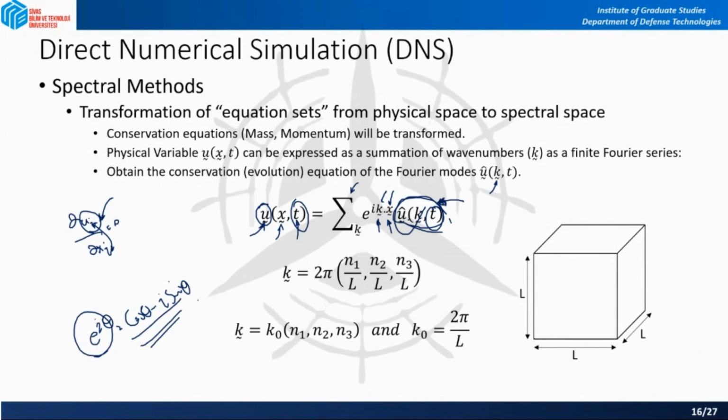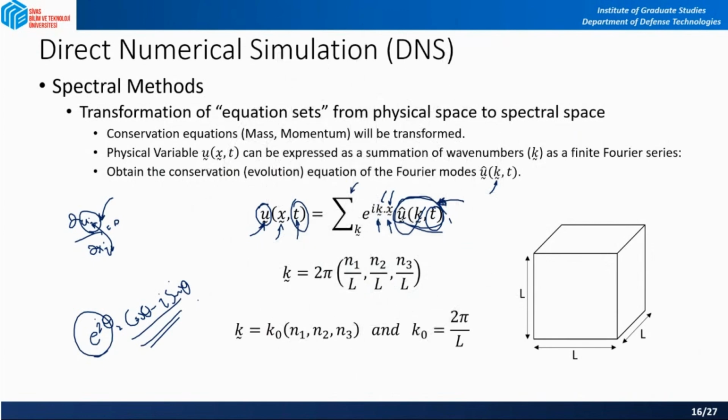So you have to keep in mind that we are going to solve the conservation equation on this cubic domain. So generally, we can represent the wave number vector. We said that it is a vector as 2 pi times n1 over L, n2 over L, and n3 over L. So these are the number of waves in direction 1, direction 2, and direction 3.